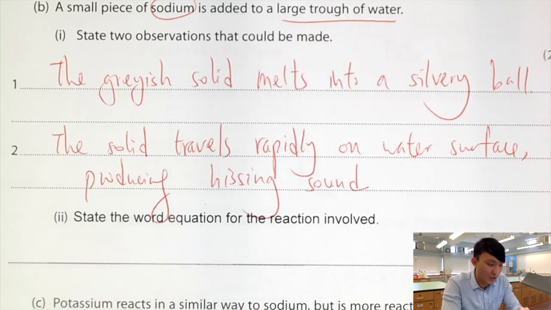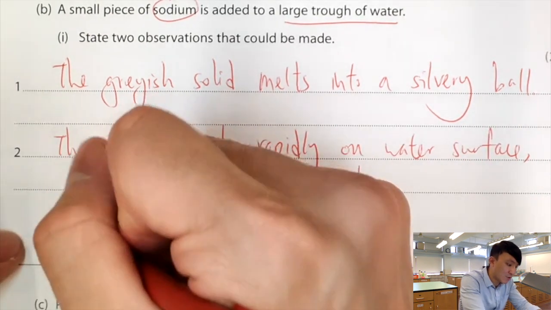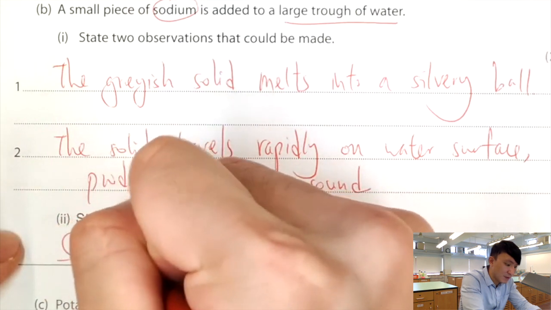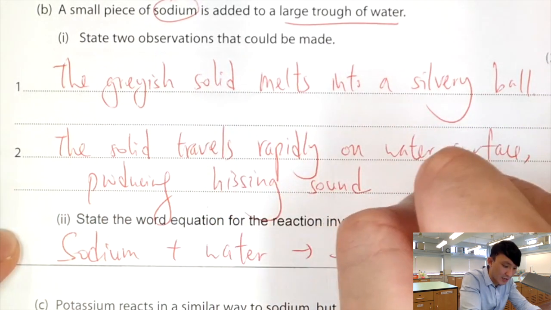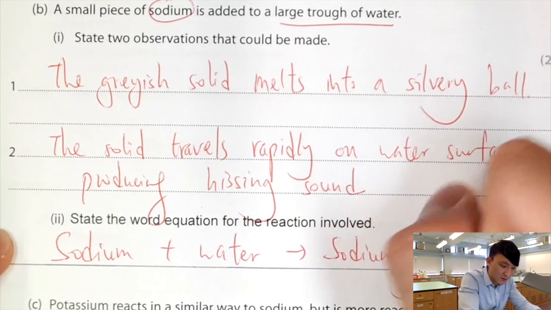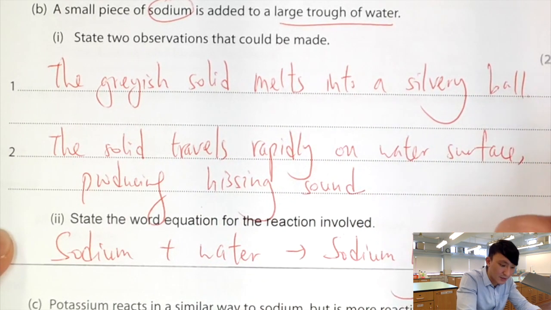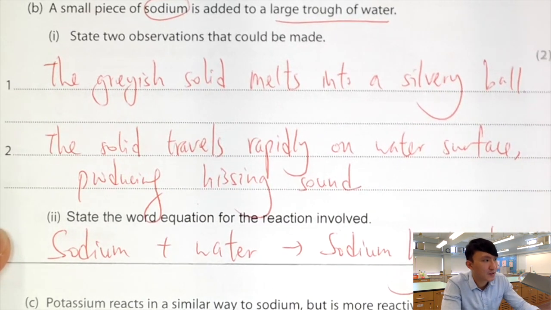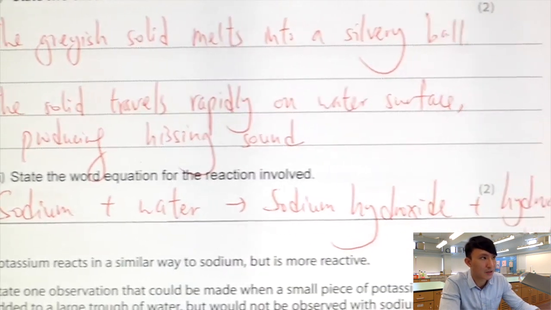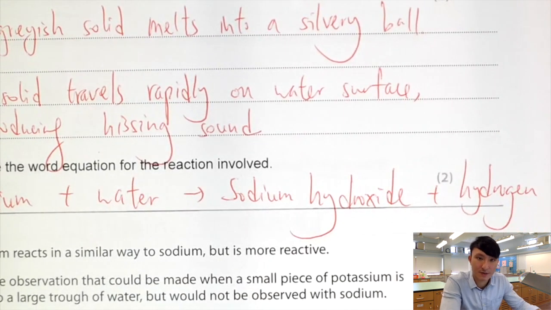State the word equation for the reaction involved. So you can put down sodium reacts with water to form sodium hydroxide as well as hydrogen. Okay, sodium reacts with water to form sodium hydroxide and hydrogen. Okay.